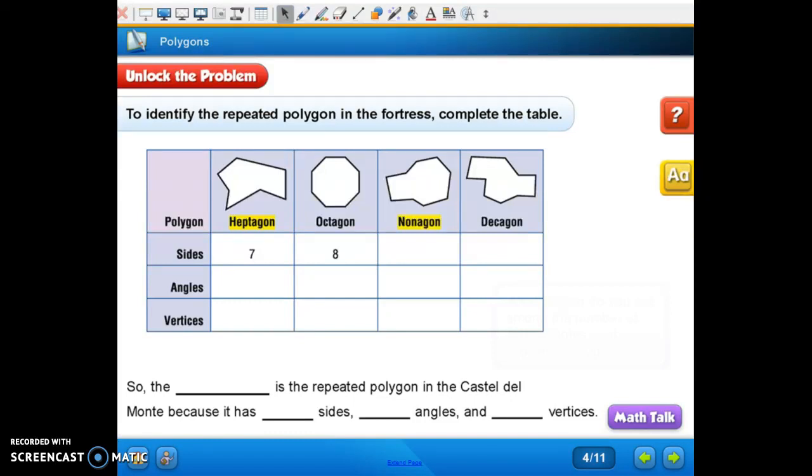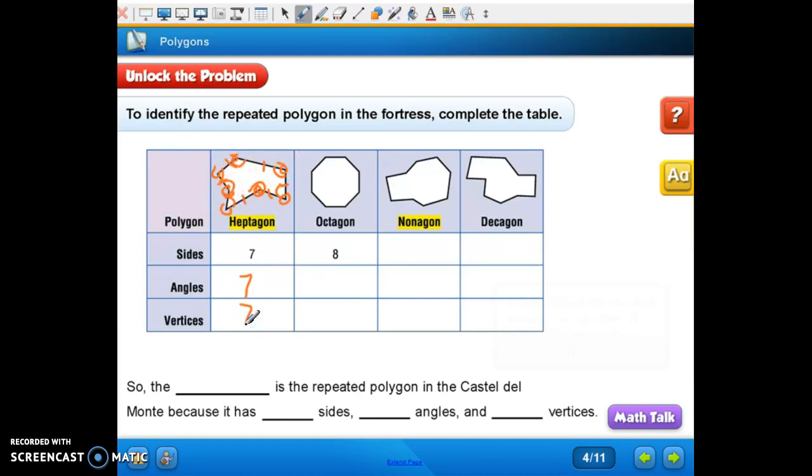A heptagon has 7 sides. 1, 2, 3, 4, 5, 6, 7. None of these sides look like they're congruent, so you really should mark them differently, but I can't do that with my pen. So it has 7 sides, 7 angles, and 7 vertices.